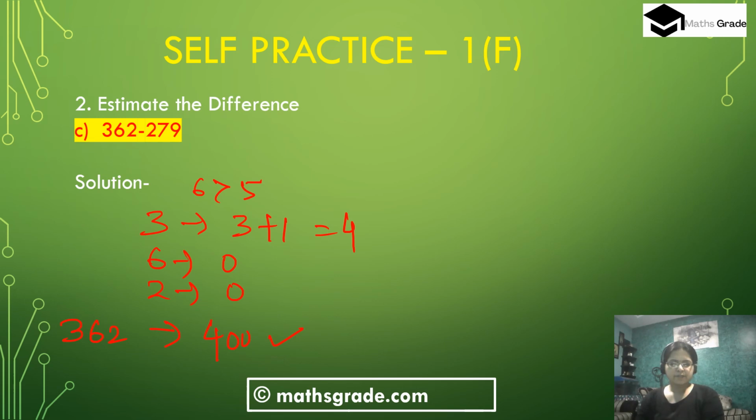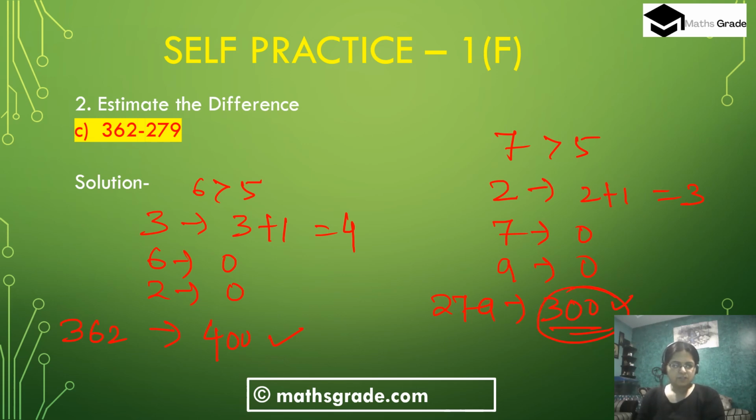Now 279. In 279, the tens place digit is 7 and 7 is more than 5. So just add 1 to the 100 place digit. Here the 100 place digit is 2. 2 changes to 2 plus 1, and 2 plus 1 is 3, and write down 0 in the tens place. 7 changes to 0 and this unit place digit 9 changes to 0. So 279 rounded up to the nearest 100 is 300.